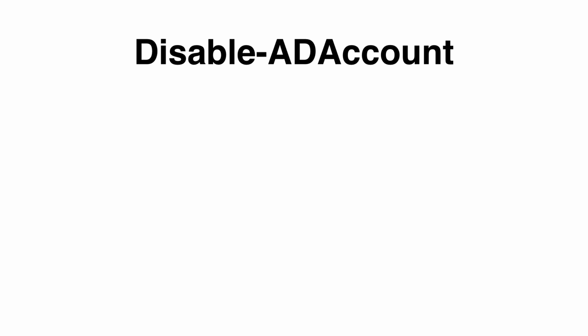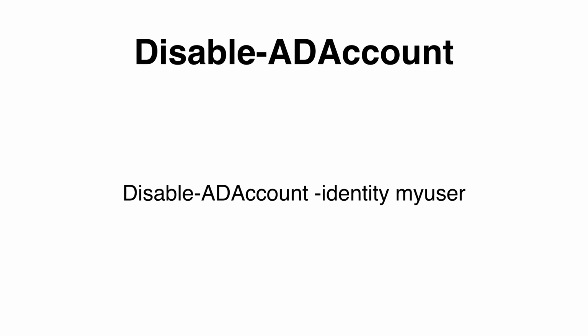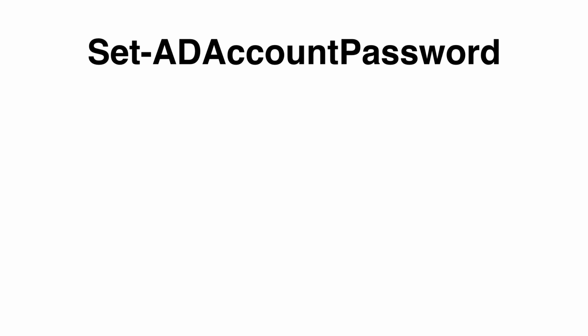If you need to disable a user, you can do so by using the Disable-ADAccount commandlet. Again, we need to specify the identity property to disable the user, and we can also specify the confirm property, same way, just to force the disabling without any prompts.